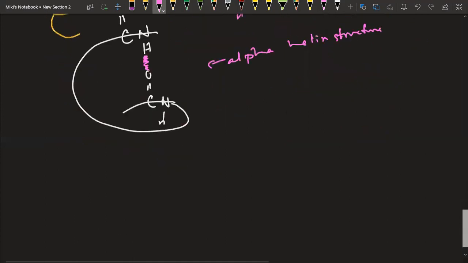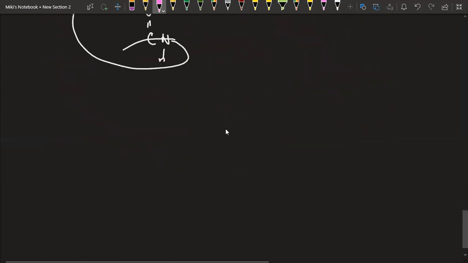Now, moving on to the third part, which is our tertiary structure. What happens in the tertiary structure? It is actually the overall folding of the polypeptide chain that is the result of the interaction between the amino acid side chains. Now, what does that mean?